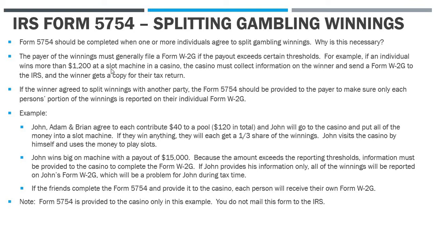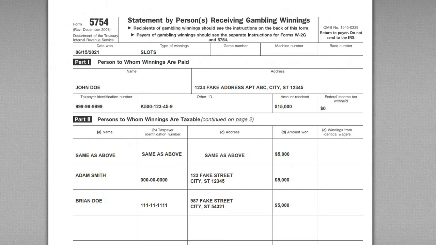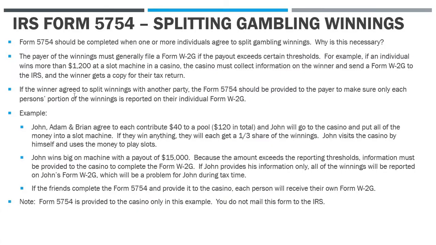Okay, for this video I wanted to cover the IRS form 5754, which is used to split the reporting of gambling winnings across multiple persons. So I've got a slide in front of us which is going to outline some of the rules and an example that we'll look at, and then we'll run through the 5754 sample form here to see how everything kind of works. So who needs to complete this form?